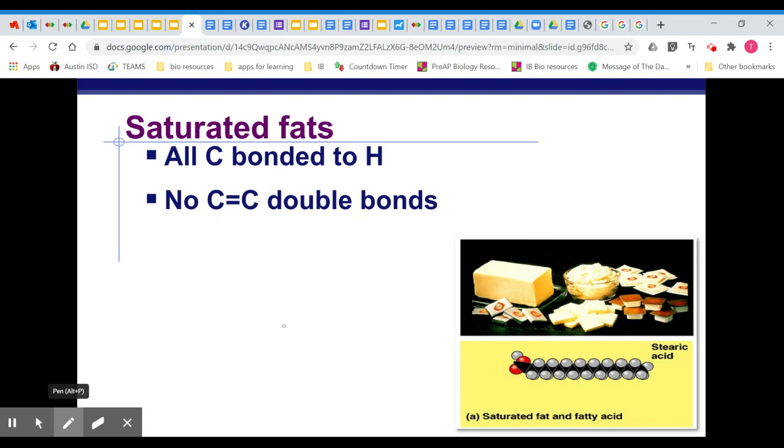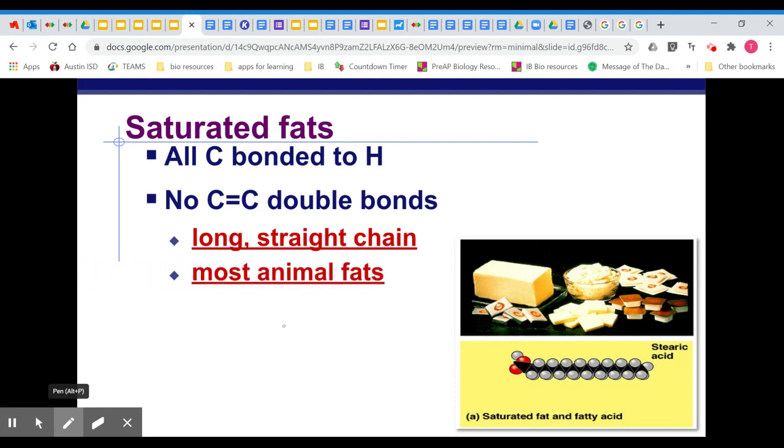This means that there's going to be no double bonds between those carbon atoms. And so as a result, they're going to lay really flat, long, and straight. And so they stack on top of each other really nicely. That means that they're more likely to be solid at room temperature.